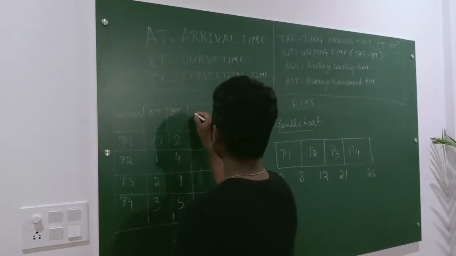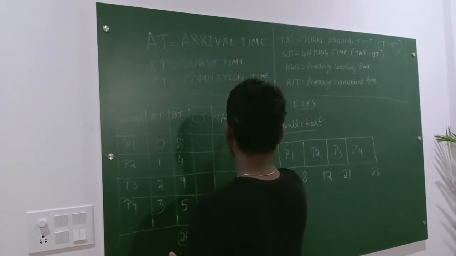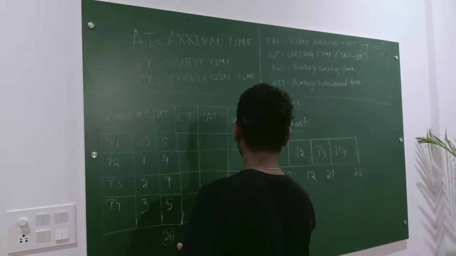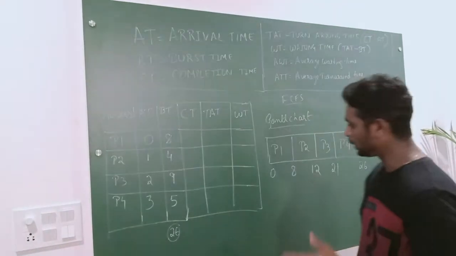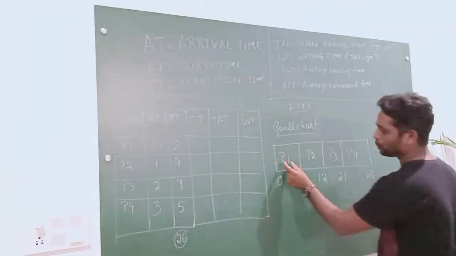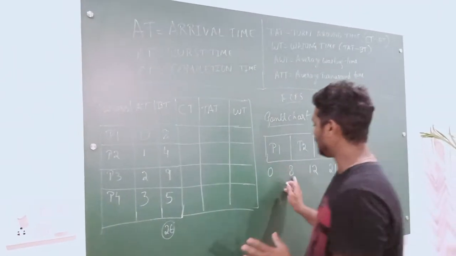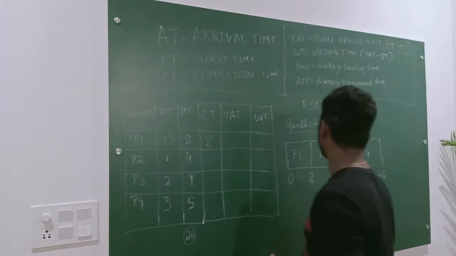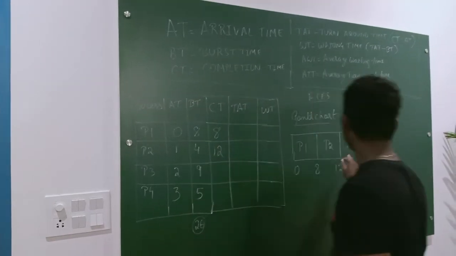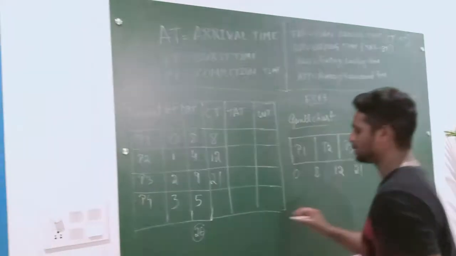So I'll take something called completion time. First I'll take turnaround time, and then I'll take one more thing called waiting time. In a previous video we discussed how to calculate waiting time and turnaround time for each process. Here, the completion time is whatever is towards the right. P1 took 8 seconds for completion. P2's completion time is 12 seconds. P3 took 21 seconds. P4, 26 seconds.